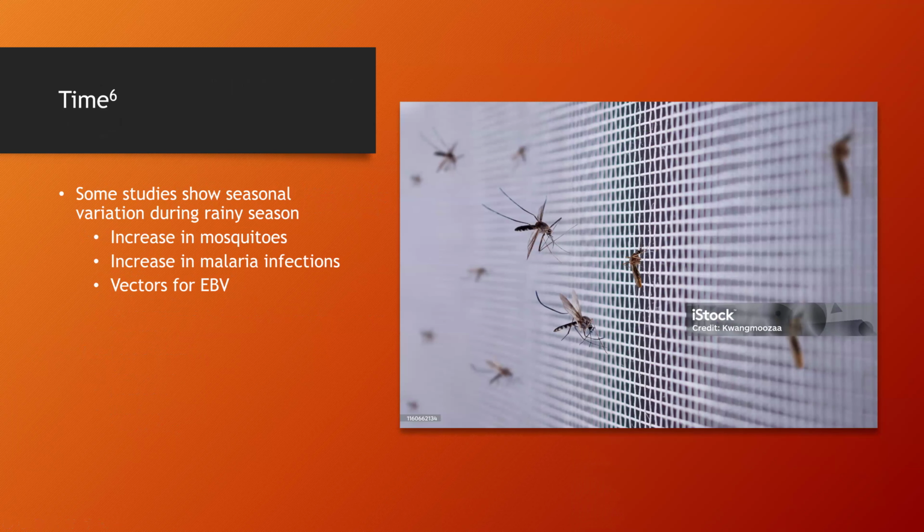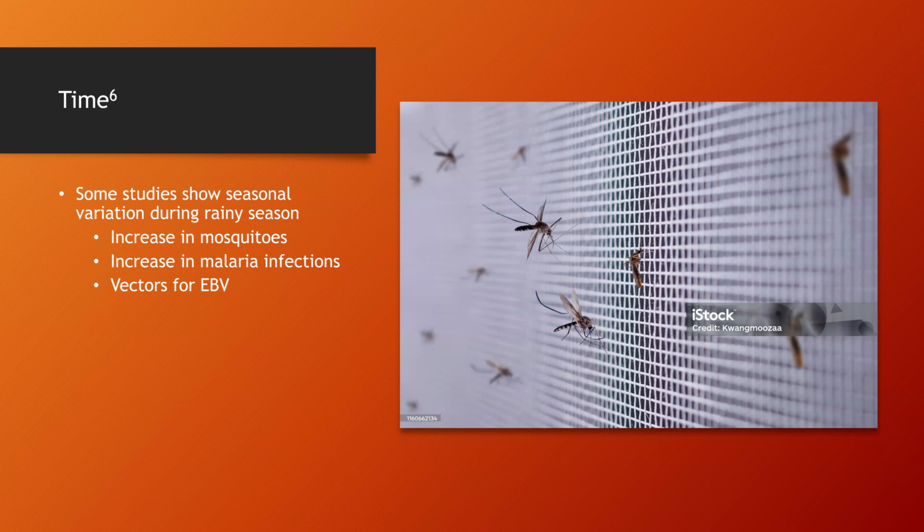Now let's talk about time. Some studies show seasonal variation of pediatric Burkitt lymphoma during especially rainy seasons. You being at the University of Alabama and me being in Memphis, Tennessee, we understand and are aware that rainy seasons, that's when mosquitoes breed. We see an increase in the mosquito population. In these areas, Brazil, sub-Saharan Africa, and Papua New Guinea, if there's an increase in mosquitoes, there's an increase in malaria infections.